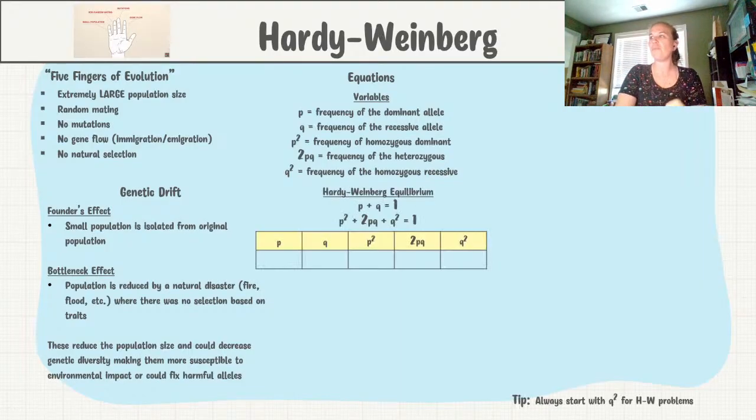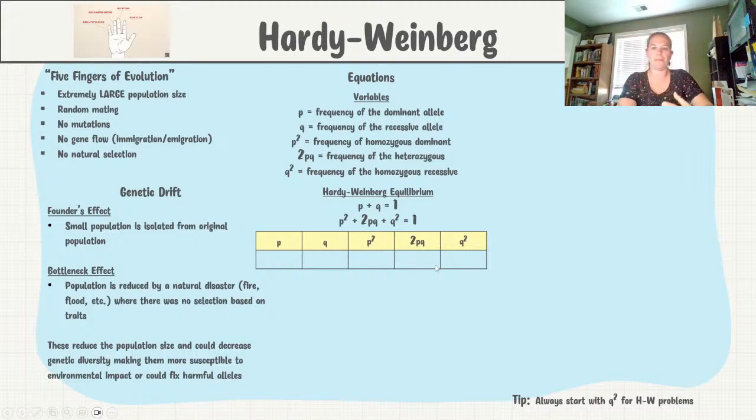I always use this little chart whenever I solve them. So P plus Q equals 1. And then P squared plus 2PQ plus Q squared also equals 1. That's just talking about the 100% of the population, right? Whenever you solve a problem, you always want to start with Q squared. So this is where we will always start. We find our Q squared, then we take the square root of Q squared, which gives us our Q, and then we say 1 minus Q, which gives us P, and then we square the P, which gives us P squared, and then we say 2 times our P times our Q, which gives us our 2PQ.